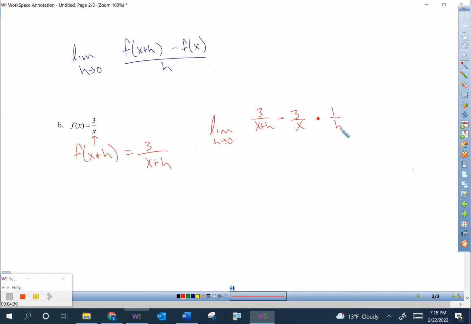And you can see that h is still in the denominator, so it's equivalent to the original, but this is something now I can handle this part first and multiply by that 1 over h in the end. Okay, so now what we're going to do is talk about subtracting these. In order to do so, we've got to get a common denominator.